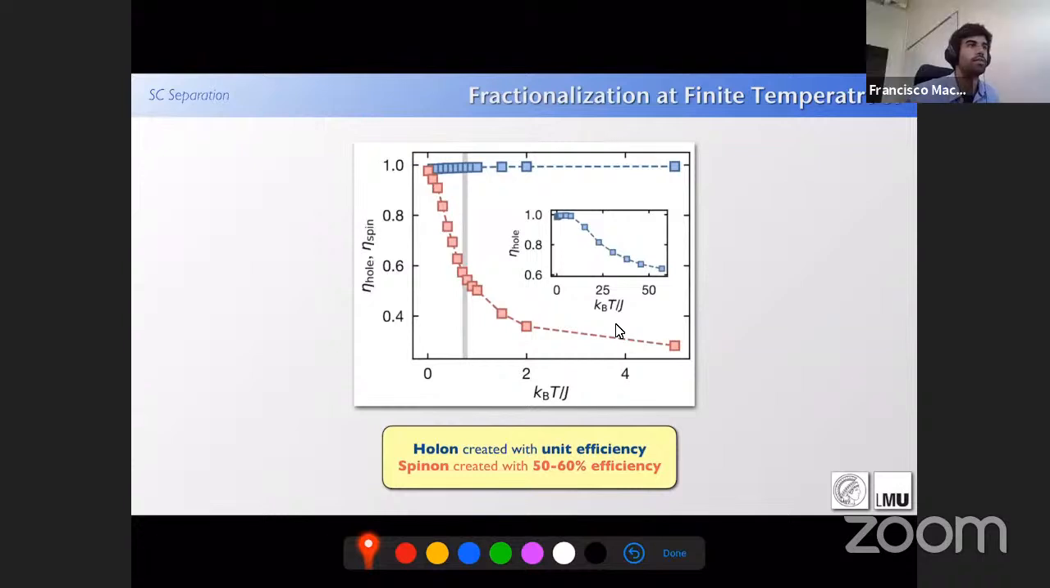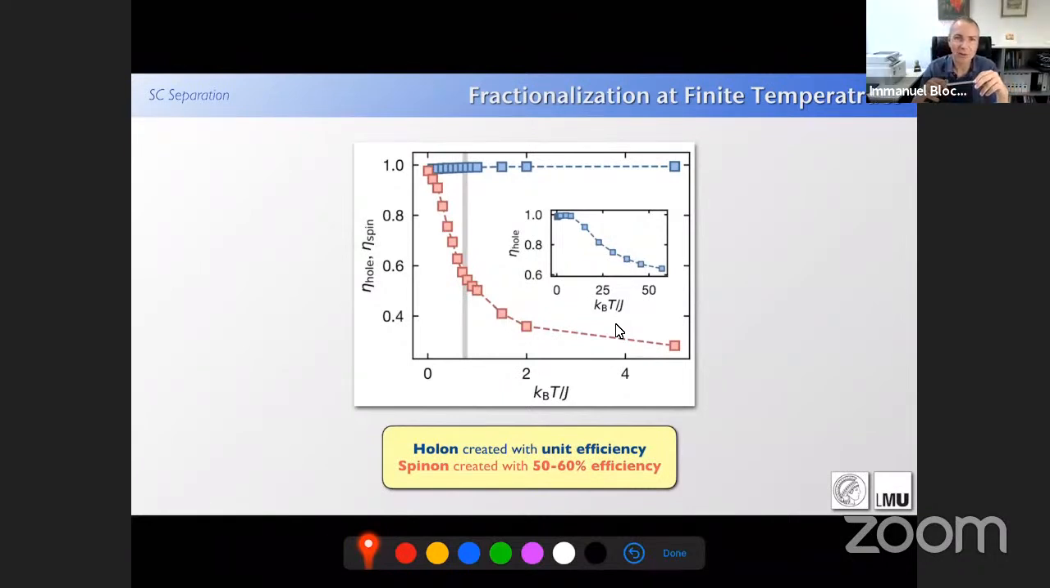I guess I have two questions. You showed us that each of the particles does a random walk. Is there a way to engineer interactions? Like, is there a regime where the holon and the spinon are not necessarily bound, but can still have some interactions? Well, that's when you go to 2D.